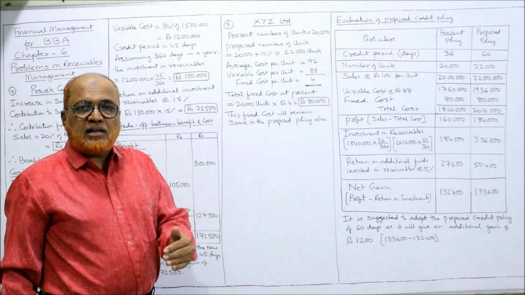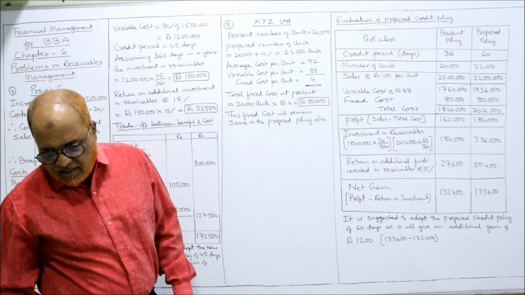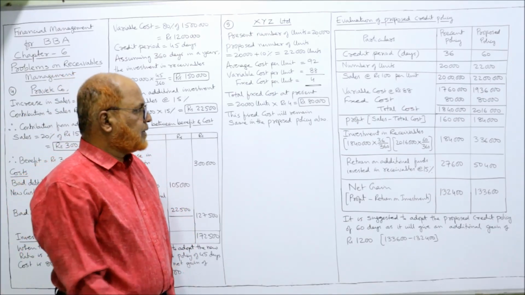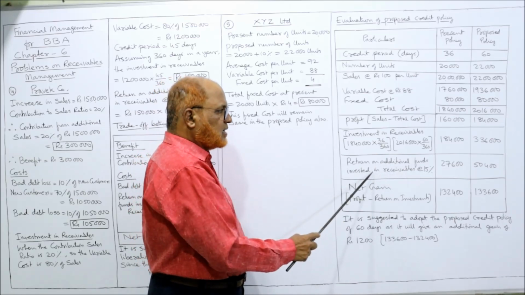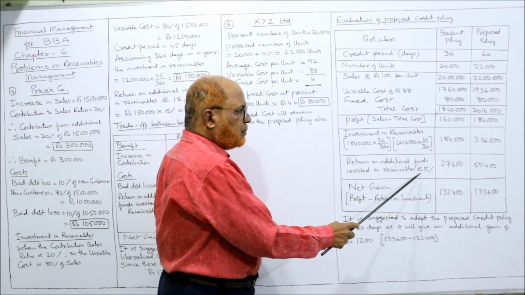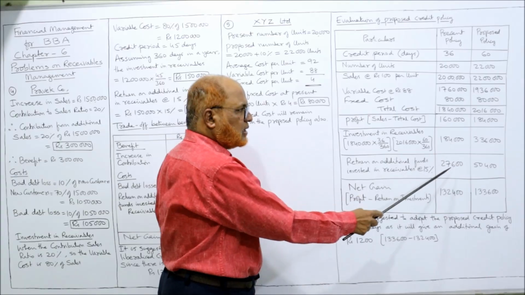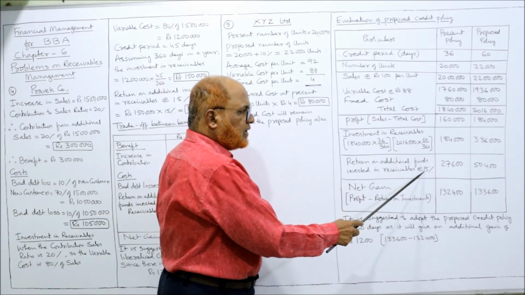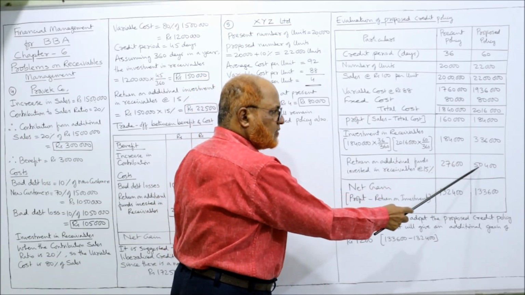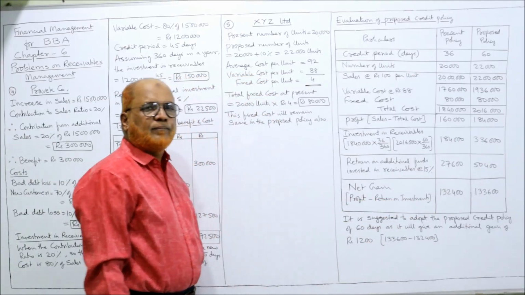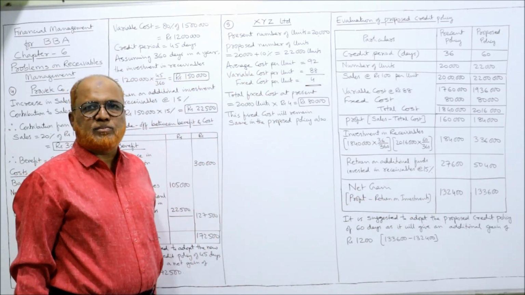Now we want the return on investment in receivables at the rate of 15% given in the problem. So return on additional funds invested in receivables. 15% of 1 lakh 84,000 will get 27,600. 15% of 3 lakh 36,000 will get 50,400. These are the return on investment.